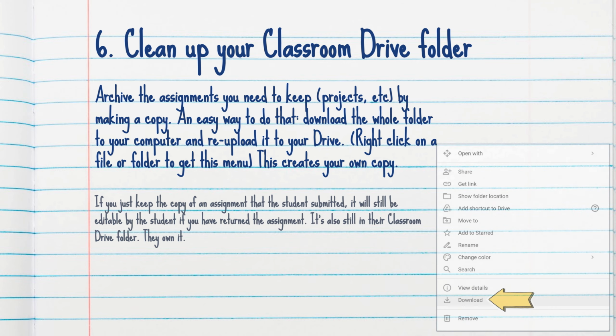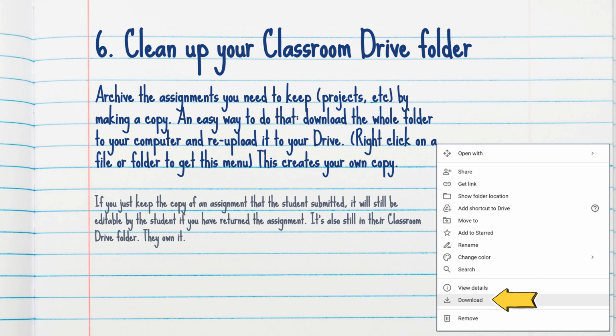So how to do that is you just right click on a file or folder and then you get this menu, click download, and it will download a zip file for you. That'll go right onto your computer wherever your downloaded files are stored. And then when it's done downloading, you can just re-upload it back to Classroom Drive and store it wherever you want to.